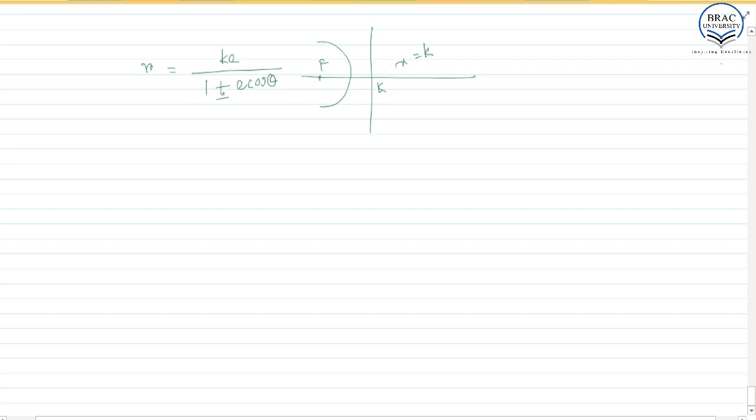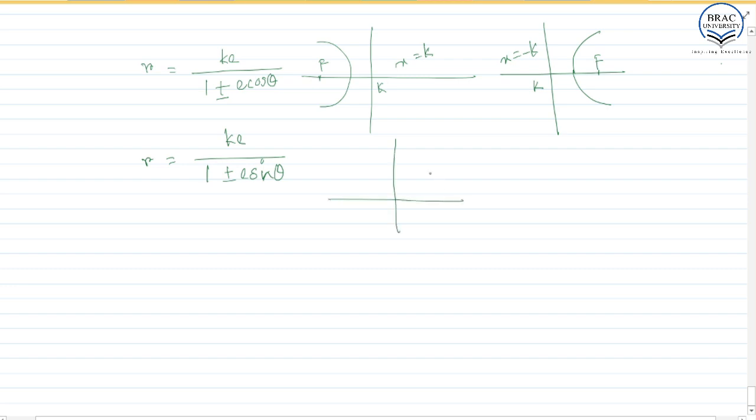And if we have a negative sign here, we have a conic section like this one here. So we have a focus here and we have the directrix at x equals minus k. But there are other two possibilities where we have r equals k divided by 1 plus minus e sine of theta. For this type of conic sections, the conic section is either opening upward.